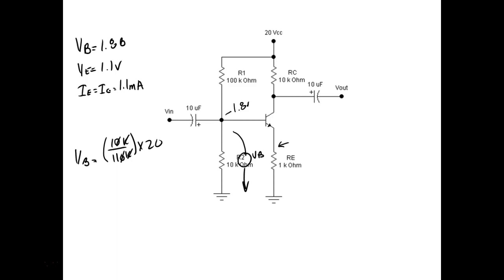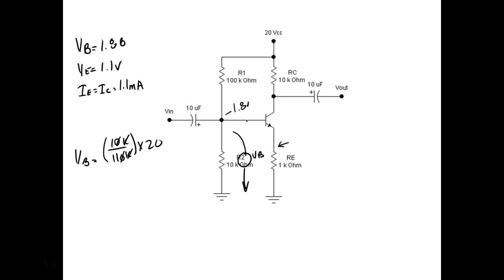So 110, what is 110? Wait, where's 110 at? We said VB equals 10K over 110K. Oh yeah, the voltage divider formula is R over RT. So the voltage divider formula, very neat.